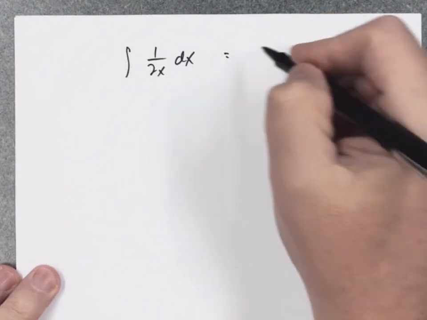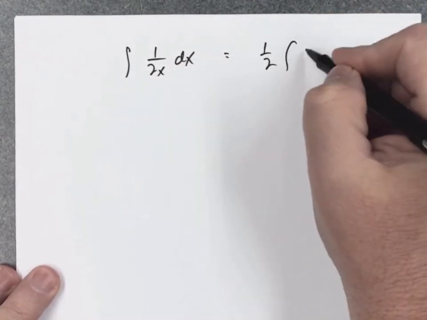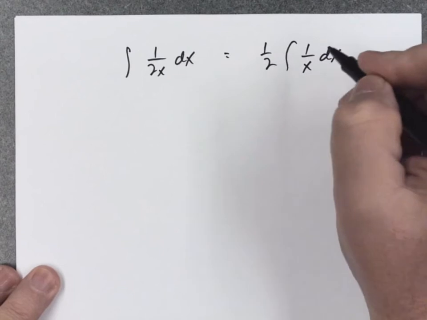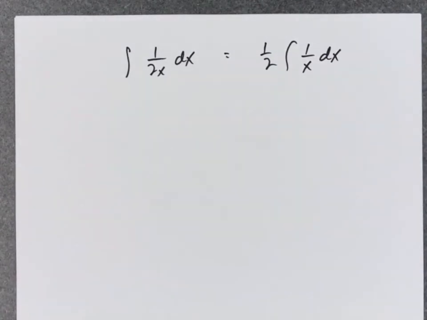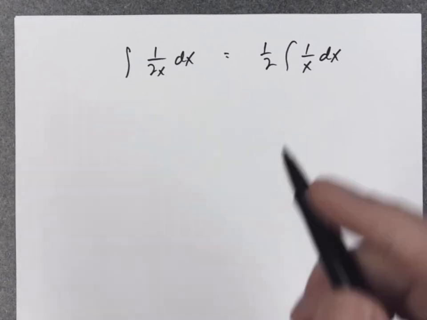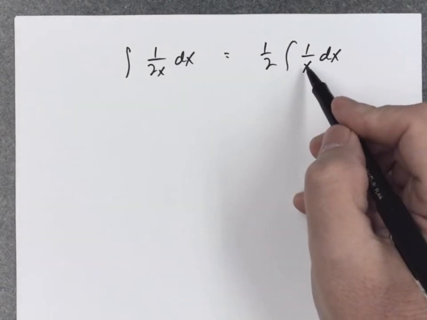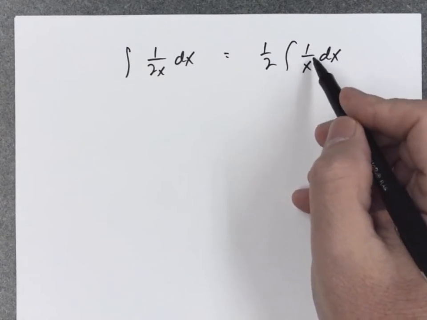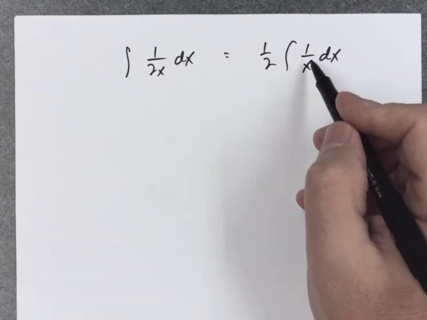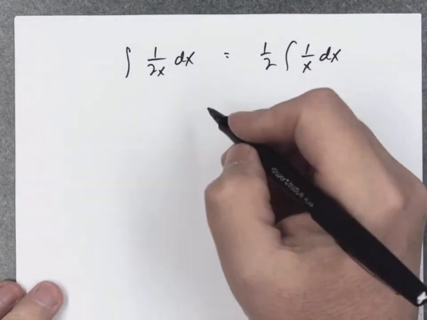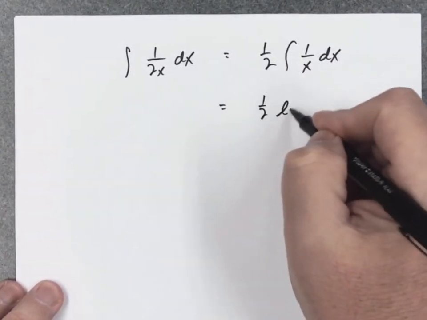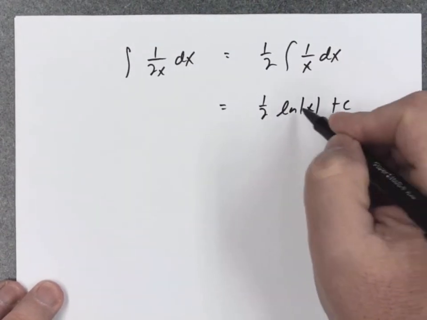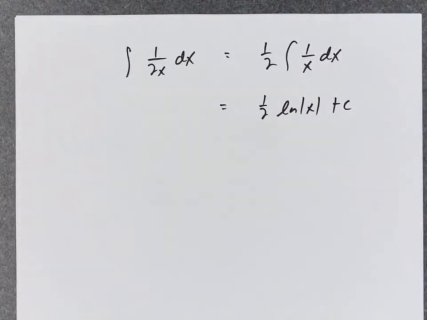Well, this 2 is like a coefficient. I can actually move it out front and say 1/2 times the integral of 1 over x dx. You might be tempted initially to convert this to the power, so I can do the power rule, x to the minus 1, but remember, this is the exception. We can't use the power rule. In fact, at this point, we just go ahead and say the integral of 1 over x is the natural log of the absolute value of x.